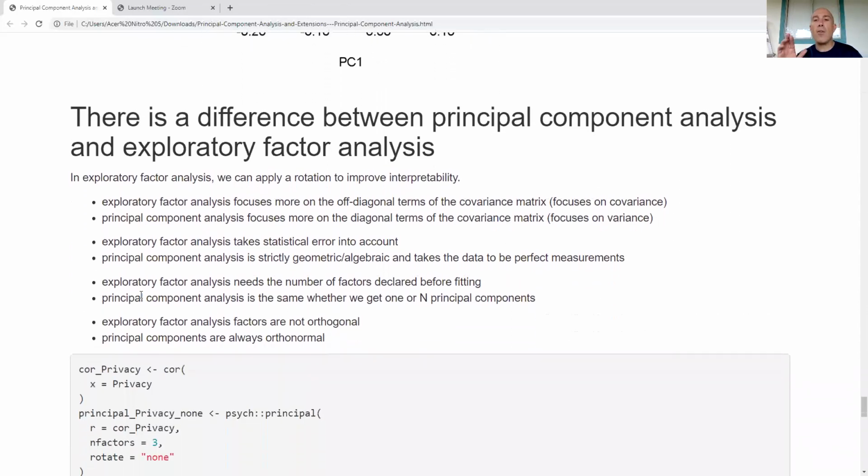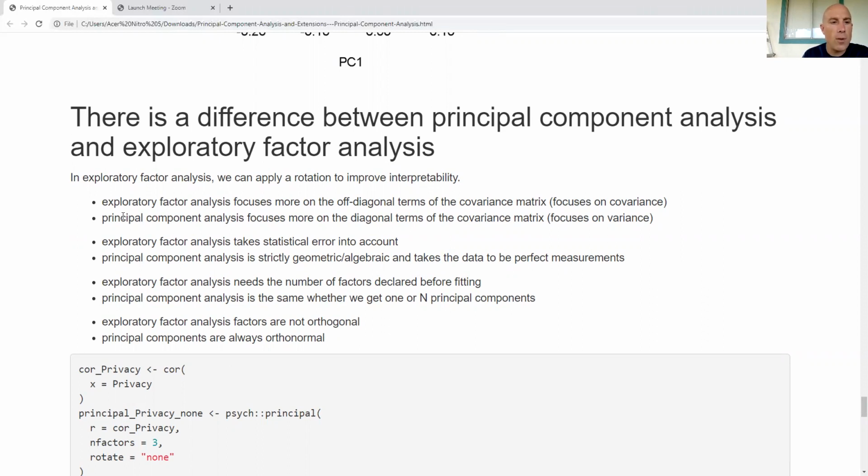Now, there is a difference between principal component analysis and exploratory factor analysis. You can think of principal component analysis, for the purpose of factor analysis, as the simplest, most basic version of factor analysis. So what is the difference?